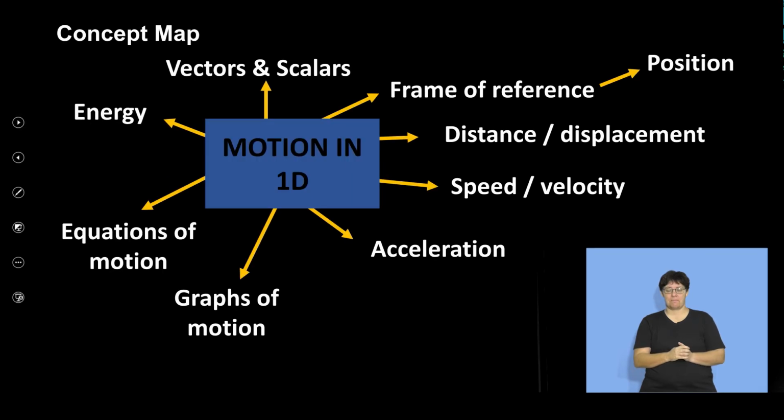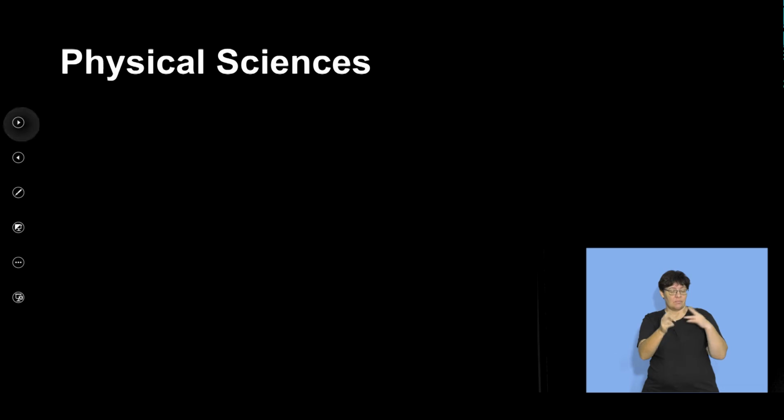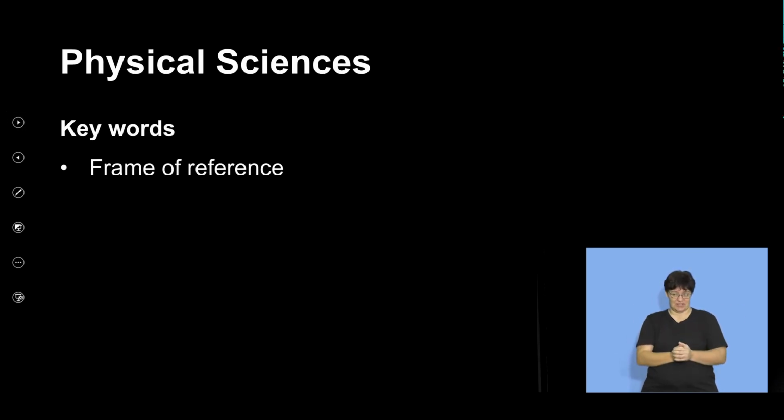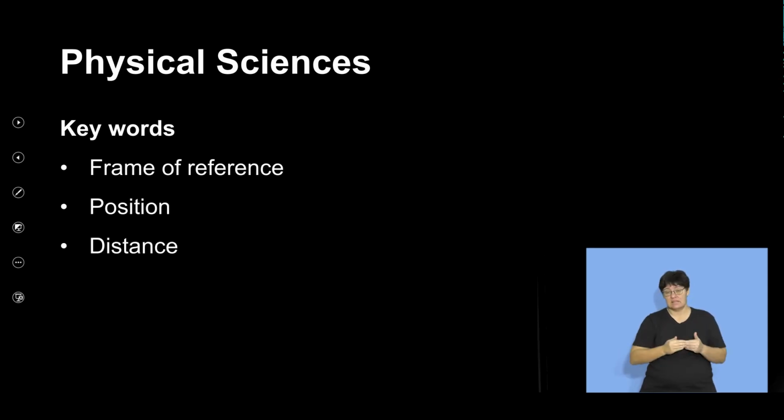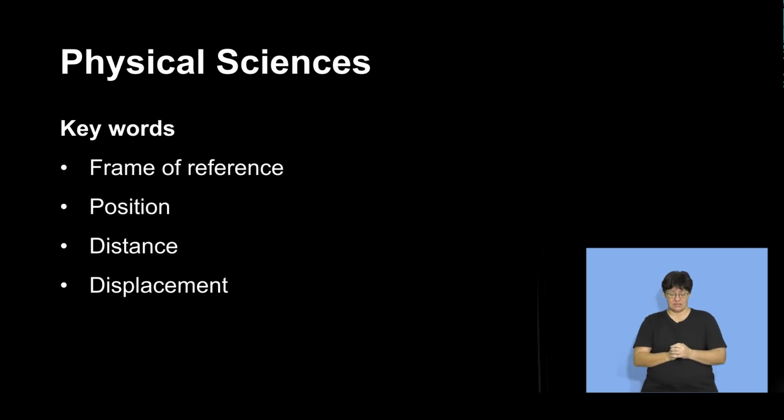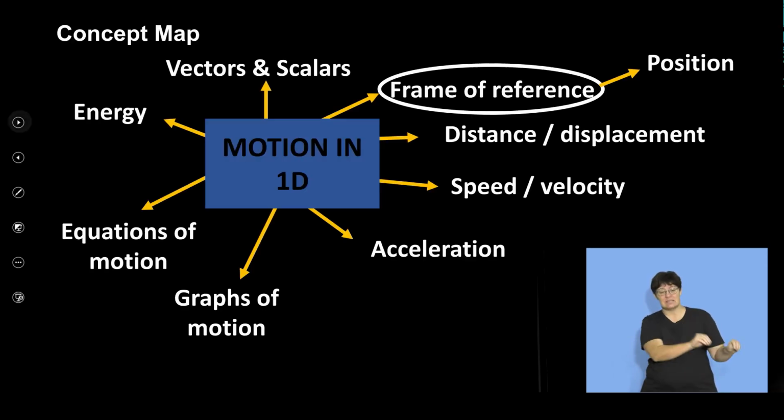All right, so we've been looking at motion in one dimension. We've looked at vectors and scalars, and we're now going to look at frame of reference and position today. So here we go. Here are our keywords. Frame of reference, that's very important, which is a new term. Position, distance, and displacement. Those three are related to each other, and we're going to see that today.